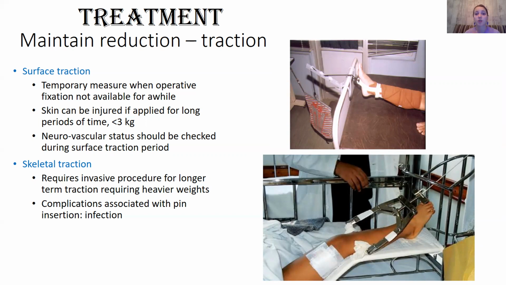What about skeletal traction? It requires an invasive procedure for longer-term traction requiring heavy weights. So it's difficult for our patients. If the patient has a femur fracture, we perform skeletal traction for 6 weeks, so he needs to lie in bed for 6 weeks. It's difficult for patients, and it's a very expensive method. So this is not often a method of treatment of fracture.